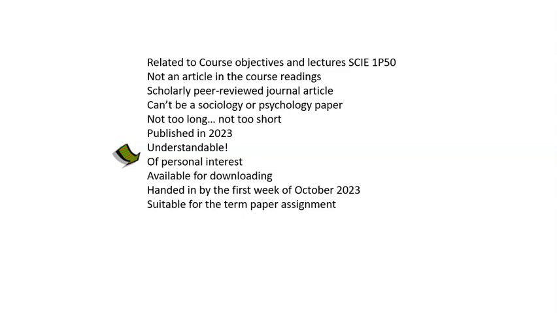It has to be published in 2023, which is kind of a strange thing to ask, because if you're writing a paper on a topic, you'd pick things from the last 10, 20 years. But for this assignment, it has to be published in 2023. It has to be understandable, because you have to read it and summarize it. It must be available for downloading, meaning you need to grab a PDF and download it to your laptop or phone. It has to be handed in the first week of October 2023, so start now.